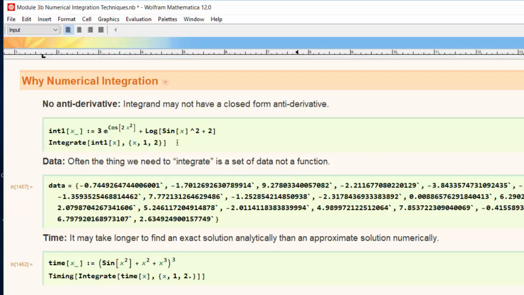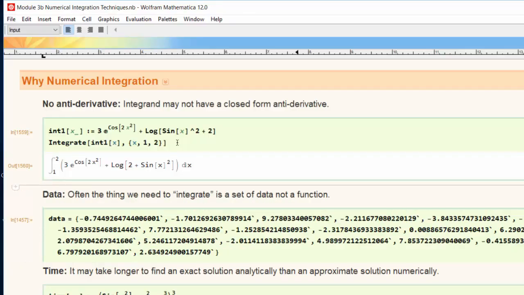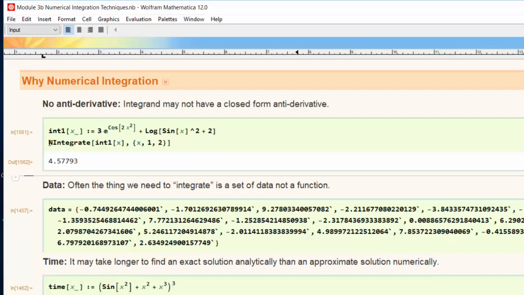So here's an example of a complicated looking function, 3e to the cosine of 2x squared plus the natural log of sine squared plus 2. And if I try to evaluate this using the Integrate command in Mathematica, it's just going to return the actual integral. It says I don't know how to do this because I can't find an antiderivative. However, if I use the NIntegrate command, telling Mathematica to use a numerical technique to evaluate the definite integral, it'll return a value no problem. So if I don't have an antiderivative, I'll need to use a numerical technique.